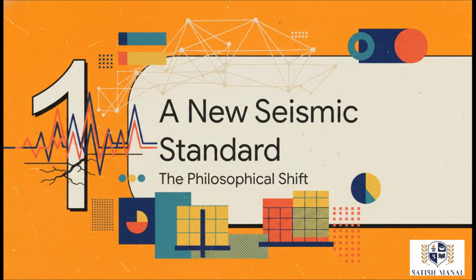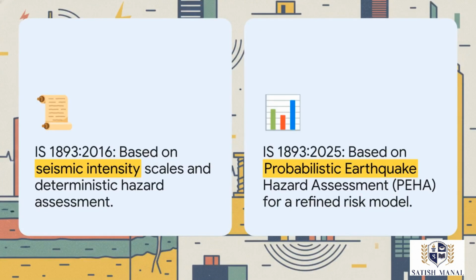Because the core idea, the philosophy behind how we even define seismic risk, has completely changed. This is way more than just new zone factors. It's a total shift to a more modern, more data-driven way of thinking. This right here is the single most important change. We are officially moving on from a deterministic approach. You know, that old method was basically based on historical intensity scales. It was all about asking, what's the worst earthquake we've seen around here?